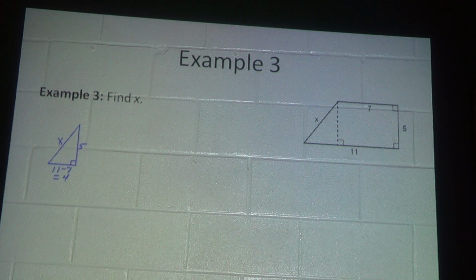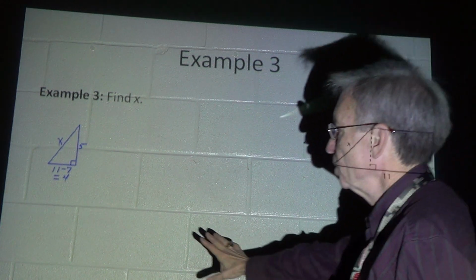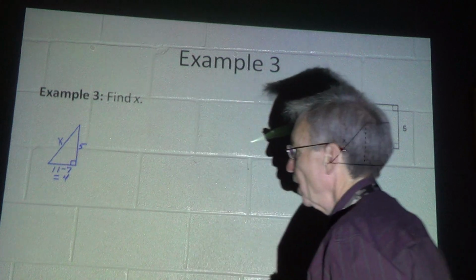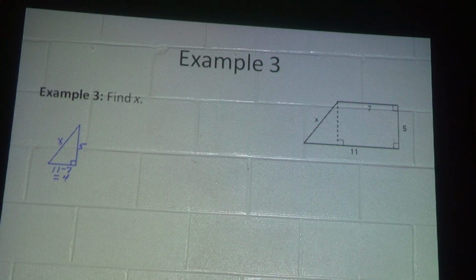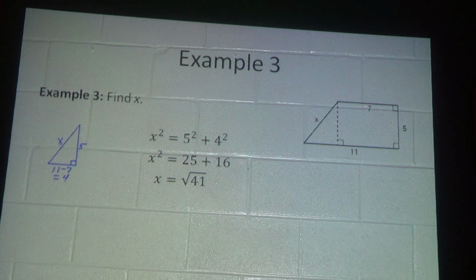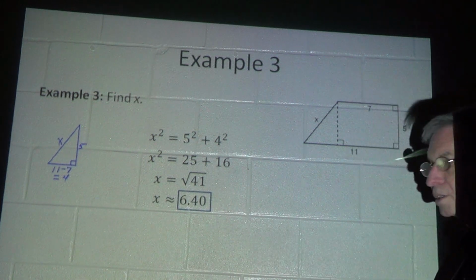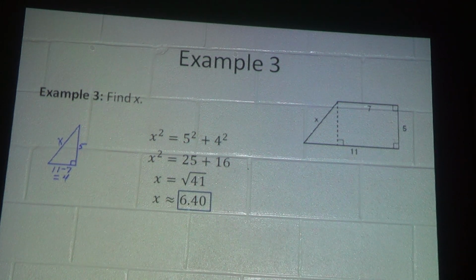So we plug it into our formula, and what we did here is we just summarized the information we just talked about with a triangle diagram so we know what we're looking at. This becomes x squared is equal to 5 squared plus 4 squared, which is x squared is equal to 25 plus 16. Take the square root of both sides, gives us x is equal to the square root of 41. The decimal approximation is x is equal to approximately 6.40.